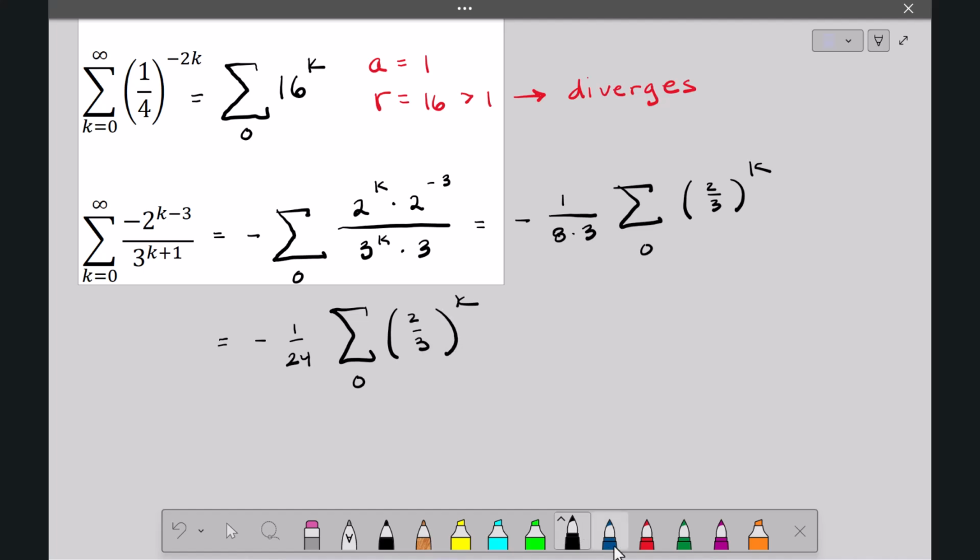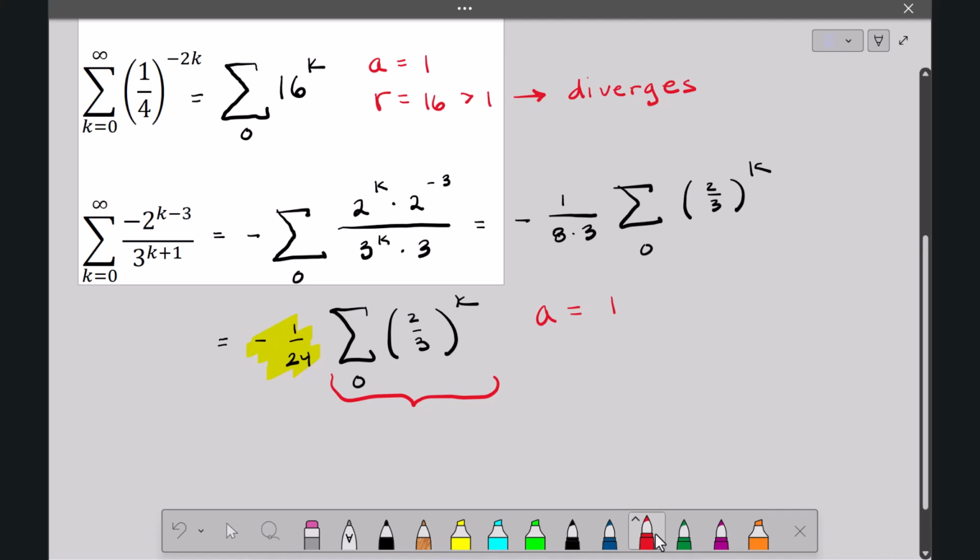And we can identify A and R very easily now. So A will once again be 1, and keep in mind that we're looking at the series piece of this expression. In the end, we will in fact have to multiply by -1/24 to get our total sum. But we're going to treat these as two separate factors. So the series factor will have A equals 1. When we plug in this initial index, k equals 0, 2/3 to the 0 is 1. And then the common ratio is going to be 2/3.